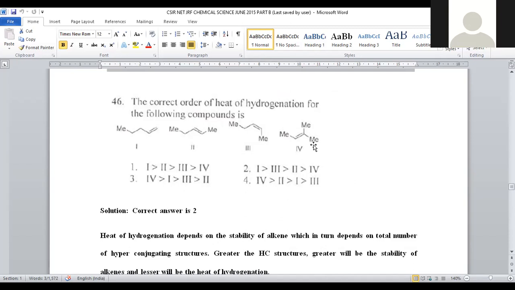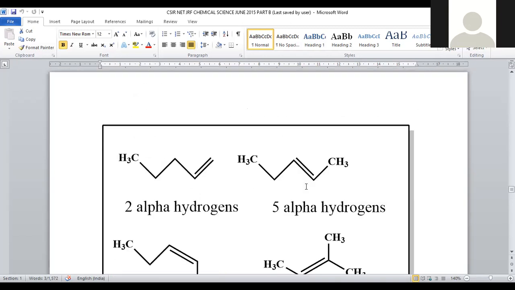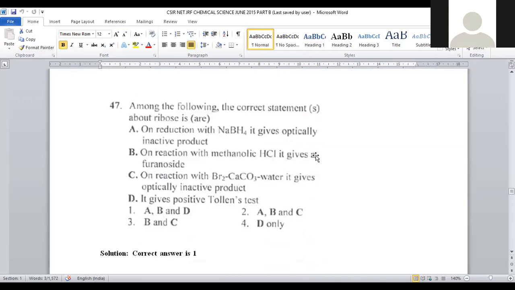This is purely based on hyperconjugation. Heat of hydration is inversely proportional to hyperconjugation, which is provided in option number 2. For question number 46, option number 2 is the correct answer. Let us move on to question number 47.